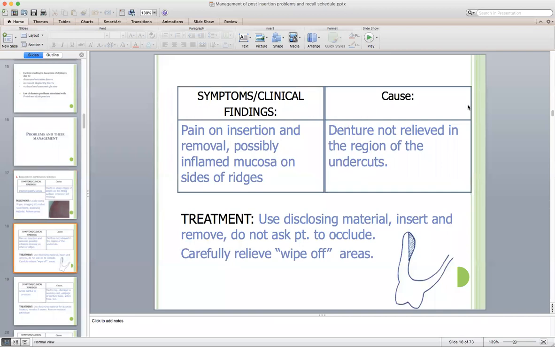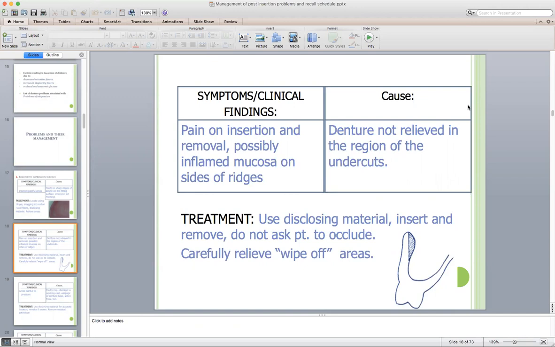Another one is pain on insertion and removal, possibly with inflamed mucosa on the sides of the ridges. Now the patient may come and complain that while inserting and removing the denture from the mouth, they feel pain, or there can be inflamed mucosa on the sides of the ridges. This is very peculiar of it.